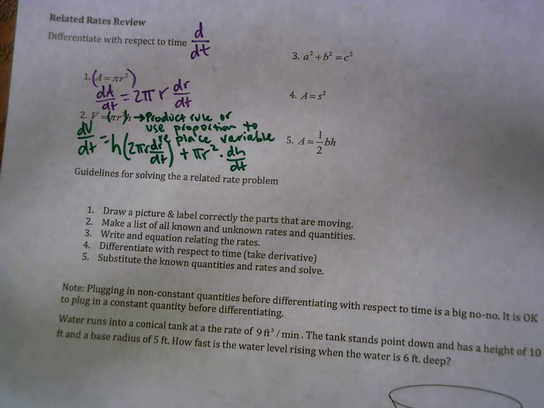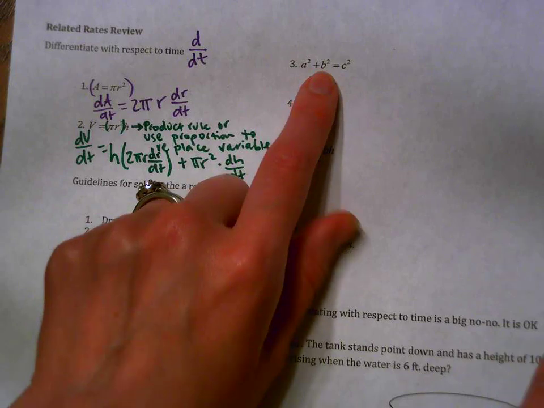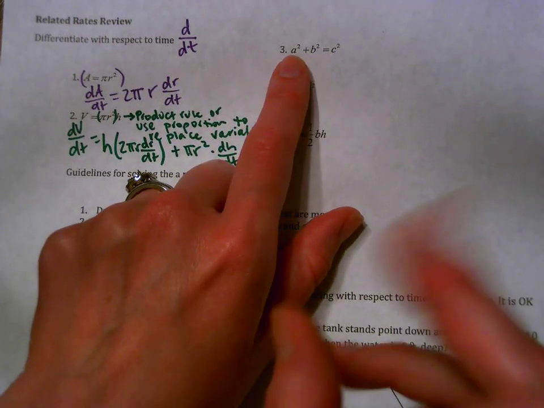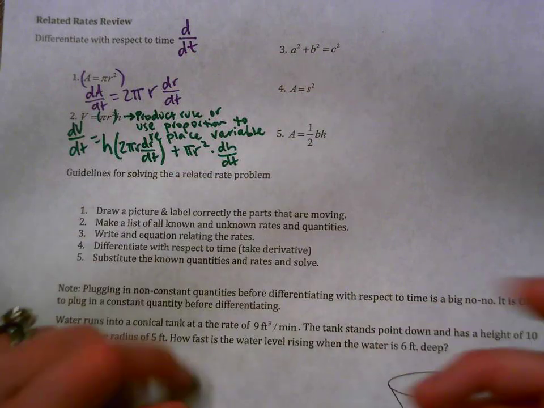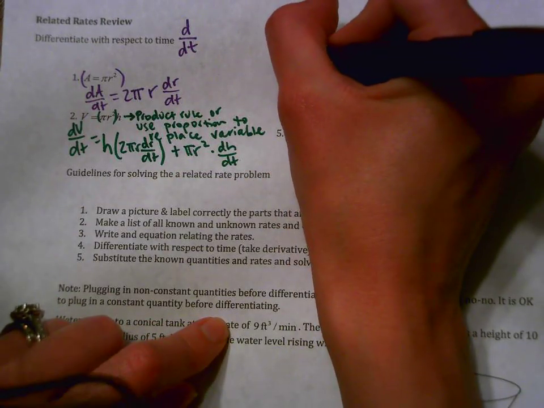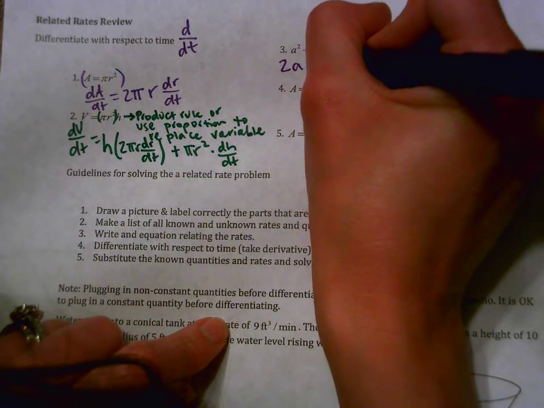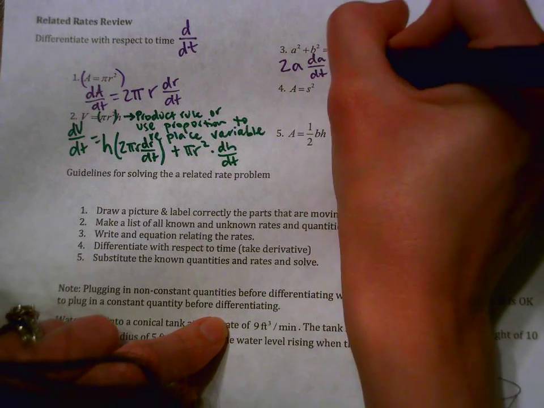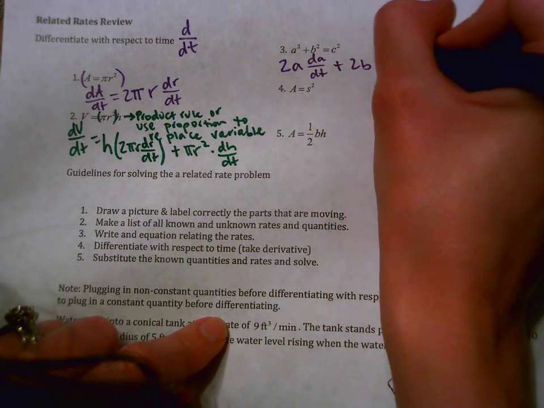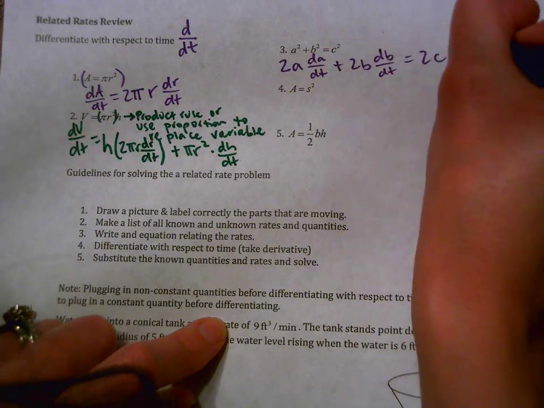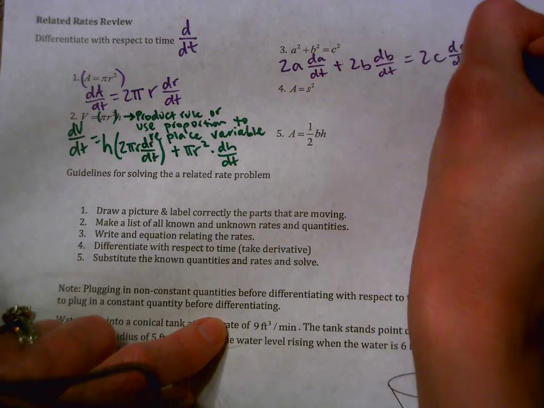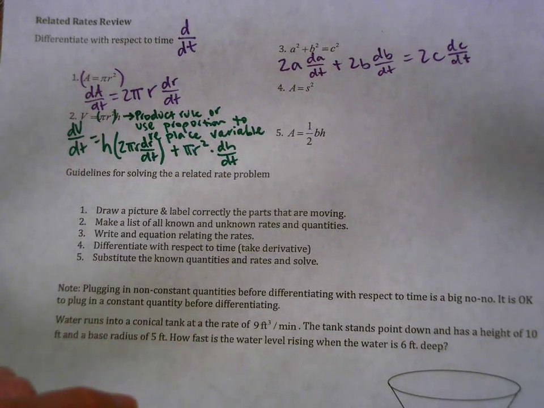Okay, number 3 is the Pythagorean theorem. So these are each its own variable, but they're also in separate terms, so we don't need product rule or anything. It would just be 2a dA dt plus 2b dB dt equals 2c dC dt. That one's straightforward. So is the next one.